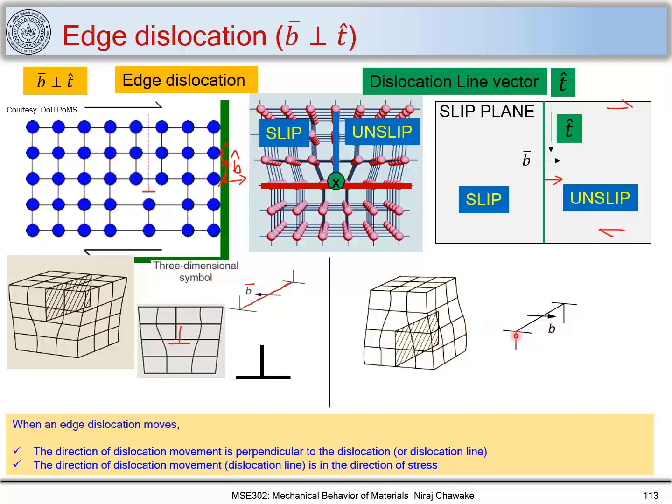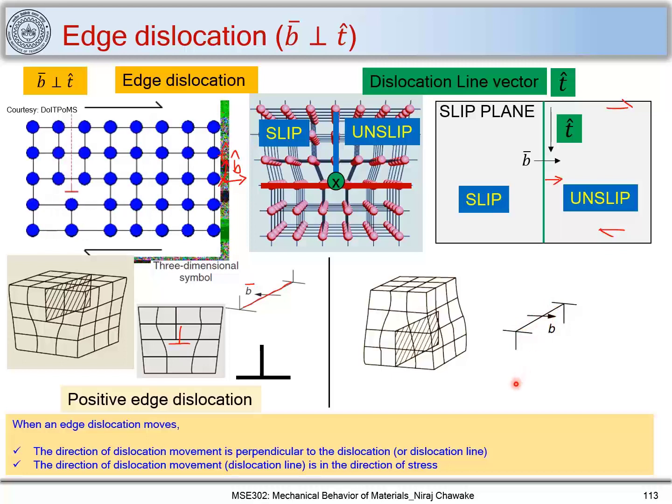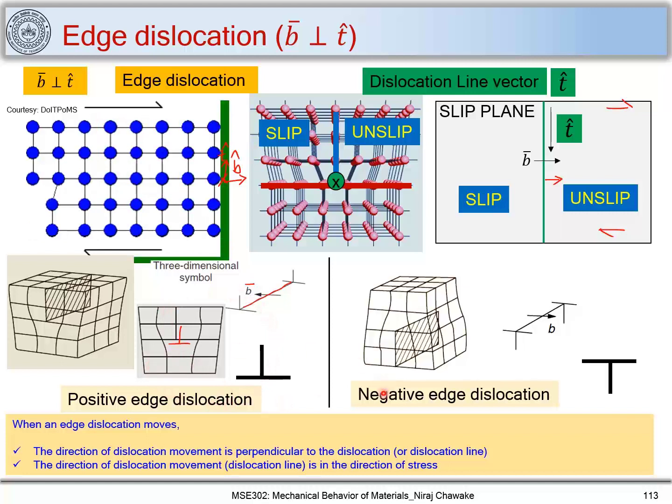Now similarly, I can put this 3D symbol for the scenario where the extra half plane is at the bottom. I have this dislocation line vector, and this is a Burgers vector. This dislocation is called a positive dislocation, and this dislocation is called a negative dislocation, and it is represented by an inverted T. So this represents a slip plane, and the extra half plane is inserted at the bottom. So these are the two dislocations, the positive edge dislocation and the negative edge dislocation, based on the location of the extra half plane.